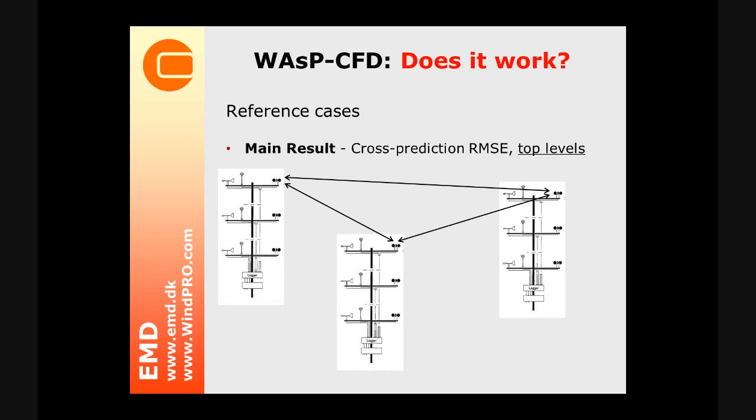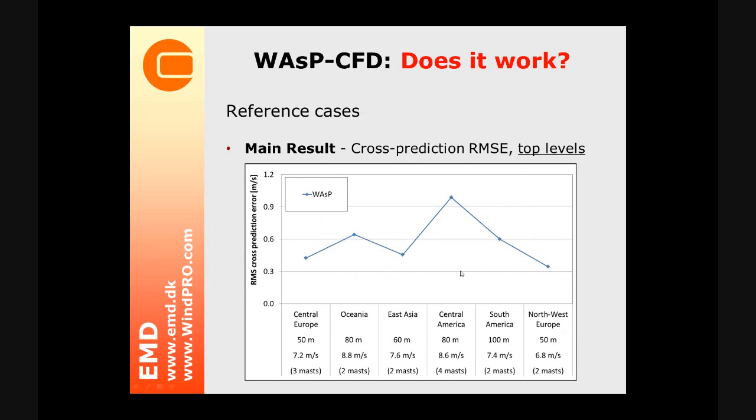If we took the top level anemometer for each mast and tried to predict the measurements at the other top level anemometers for each site, that's the result I'm going to show you next. Why the top levels? That's because that's typically close to hub height, but that's also where we have the least measurement uncertainty, because usually the top level anemometers are mounted more carefully and with less flow distortion. So this graph shows you the RMS cross prediction error between all masts at the top level for each of the 6 sites here shown on the x-axis.